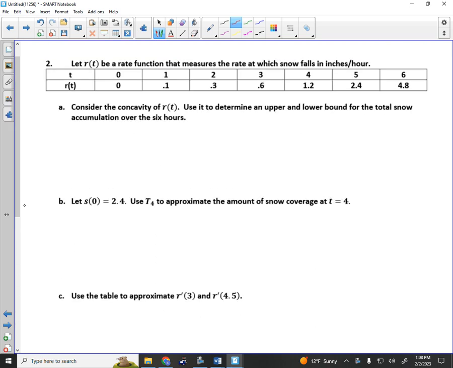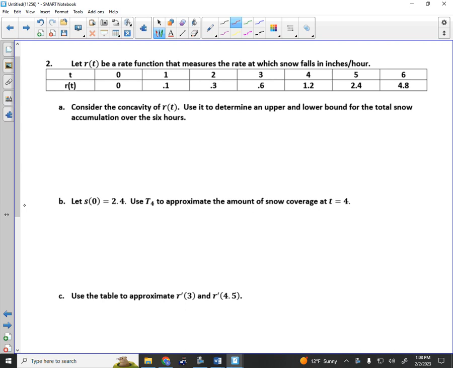Okay, so this example right here, very similar to what we did yesterday. And what we're going to look at is a table instead of a function. We're not going to plug it into your calculator. Is that okay by you? So the AP exam, it's very common for them to give a table instead of that function.